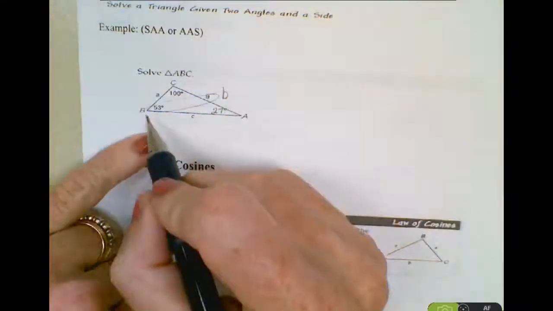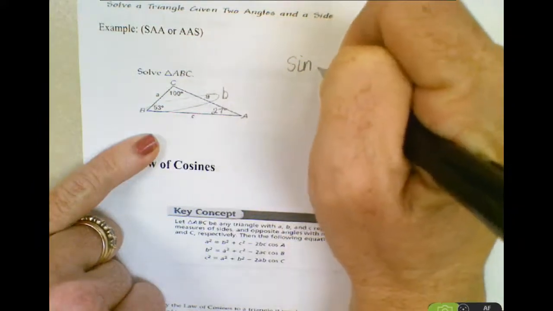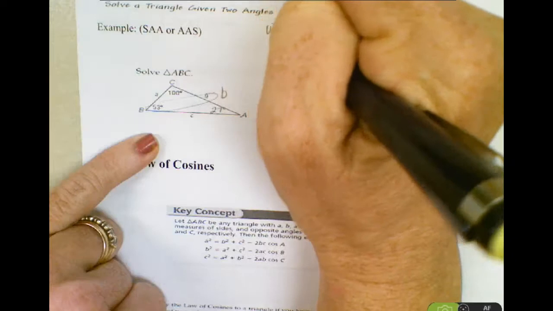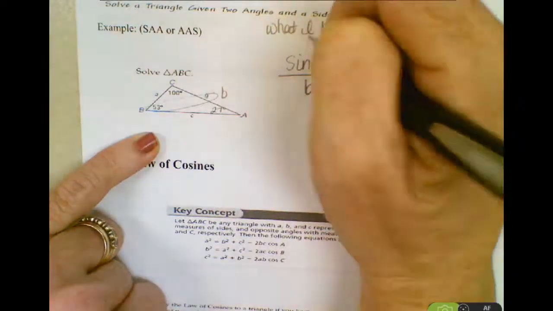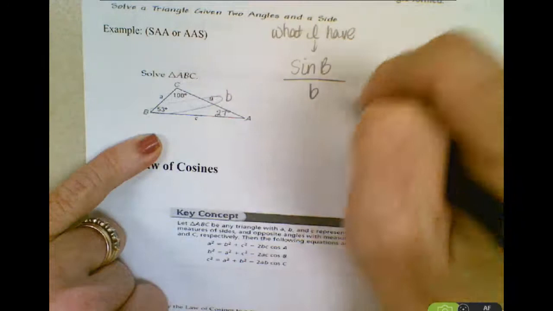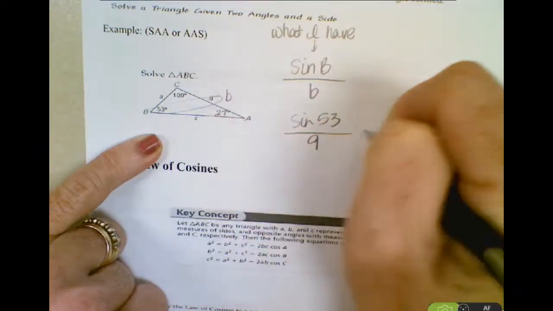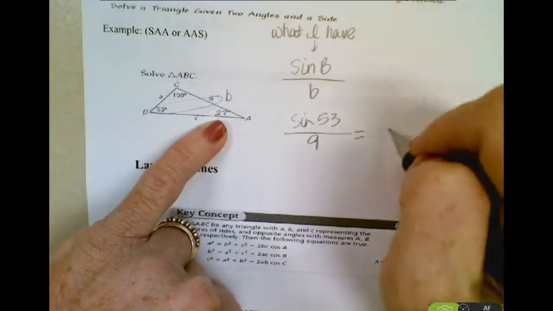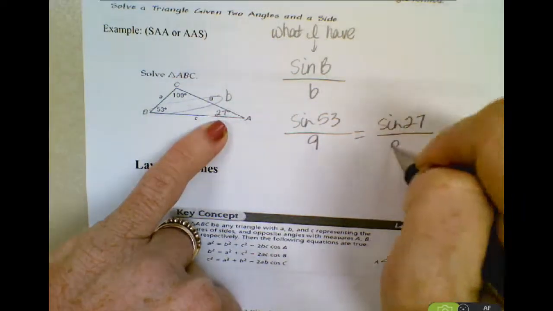So our B is our control group. So we're going to do sine of B over B. This is what I have. So this becomes your control. So I've got sine of 53 over 9 equals, now let's do our A first. We have sine of 27, but we don't have the A side.